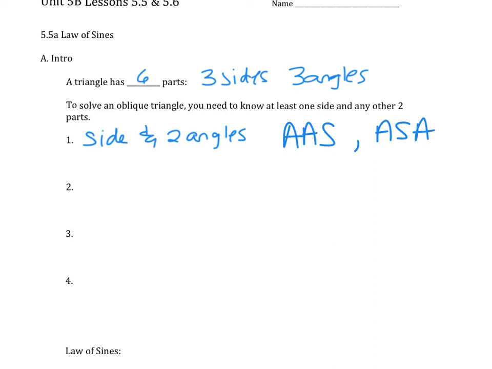Now, it's really cool when we're given 2 angles, you can find that 3rd angle very quickly, right? Not using any trigonometry at all.